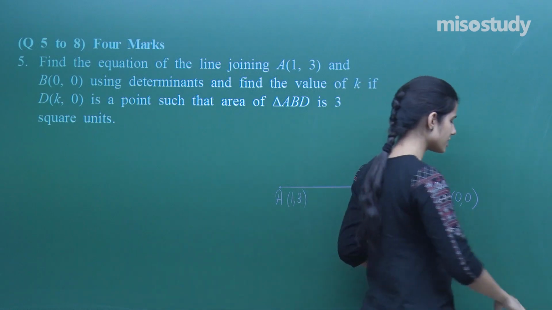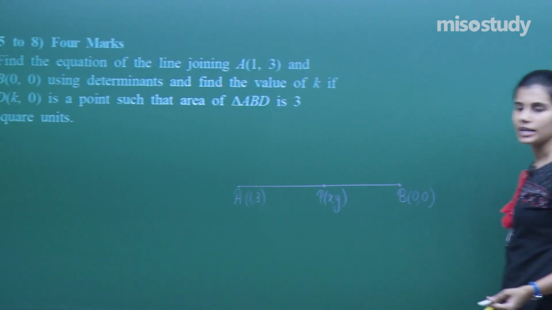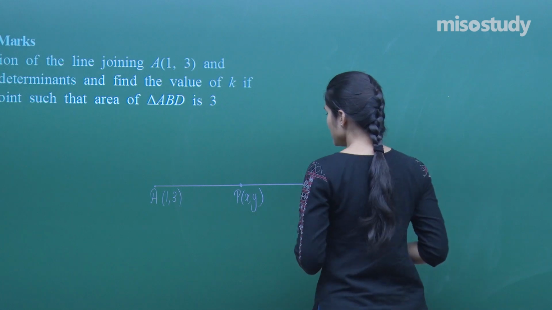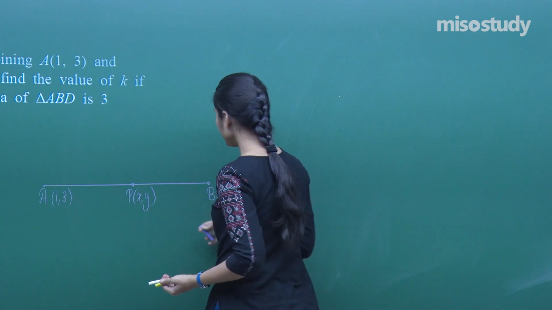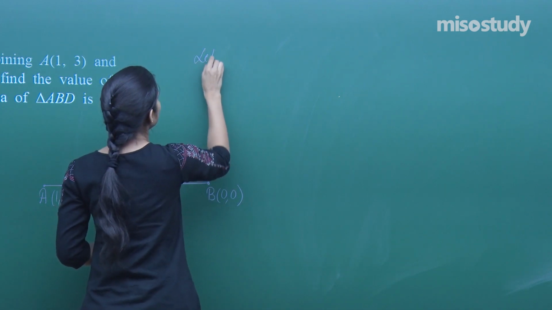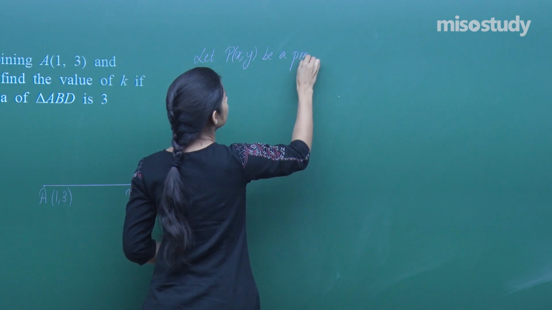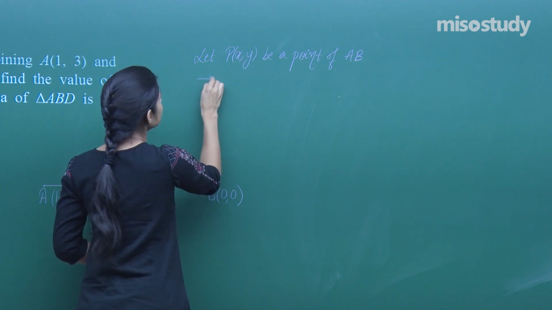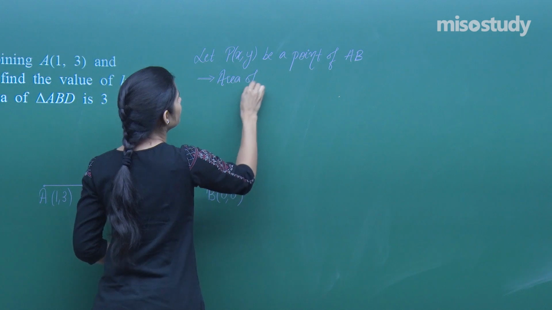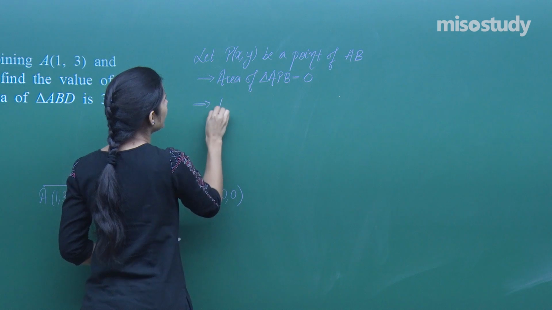Varying point, obviously, because I need the equation of this line, so I need to see what is the property which is being followed by all the points lying on this line. So I take an arbitrary point on this line. Now if you see, if these are 3 collinear points, obviously the area of the triangle APB is 0. I am saying let P(x, y) be a point on AB. This implies area of triangle APB is 0, which implies determinant approach.